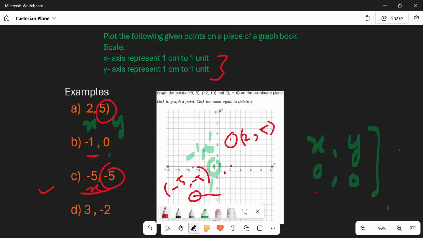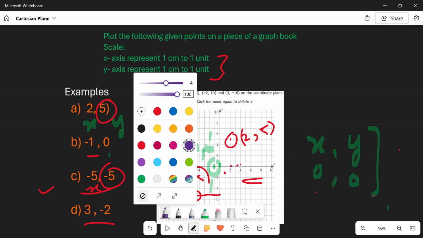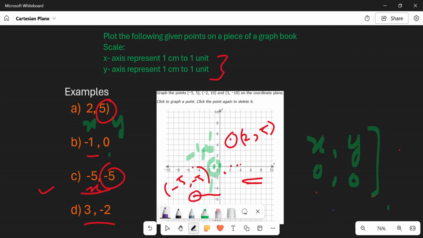Now, the last example says 3 and -2. Where is 3 on the x-axis? This side is 3, right? This one is 3 here. Let me take another color, purple. So 3 is here between 2 and 4, and my pointer is there.